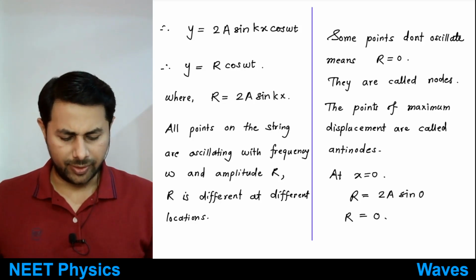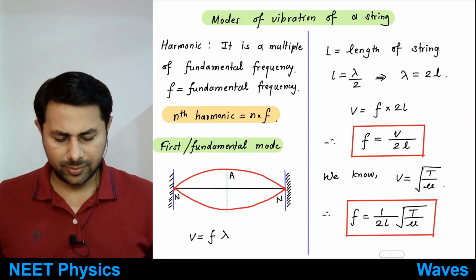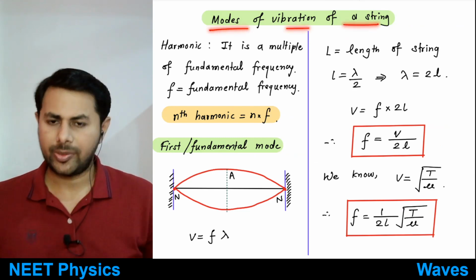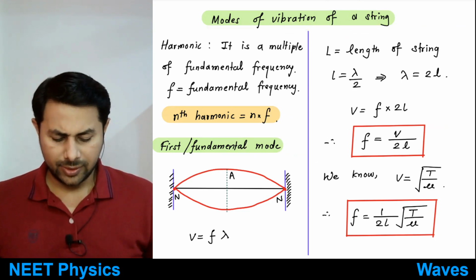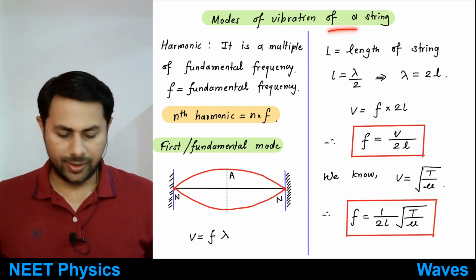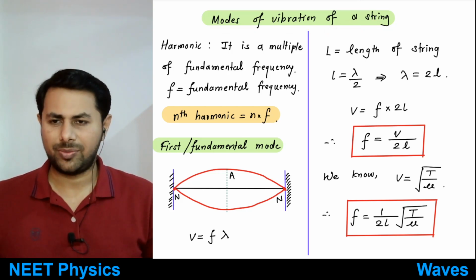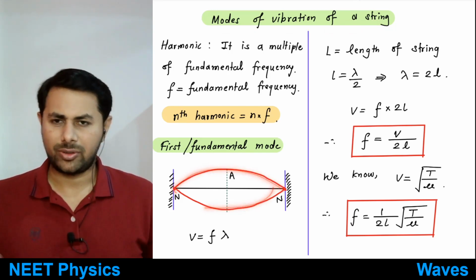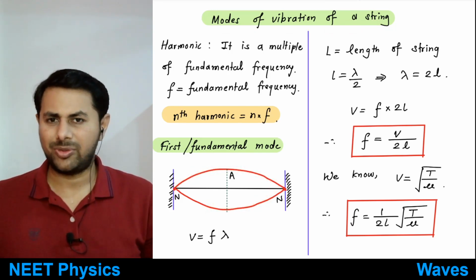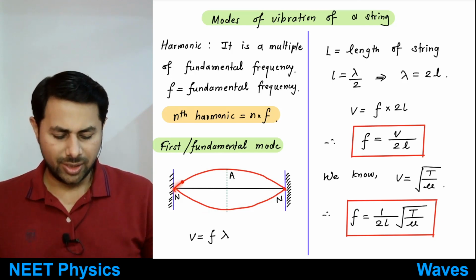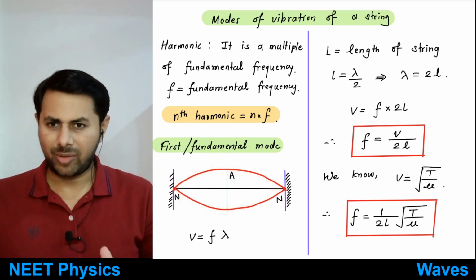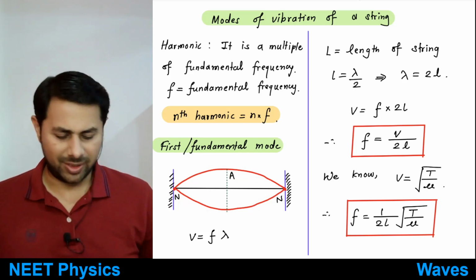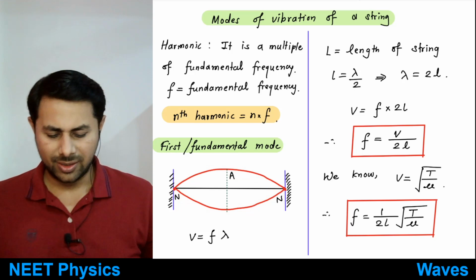All right, good. So next let's talk about the modes of vibration of a string. What are modes of vibration of a string? The string can vibrate either forming one loop or two loops or three loops. Those are just modes of vibration of a string, because the more loops formed on the string, the lesser is the wavelength, which means more would be the frequency.